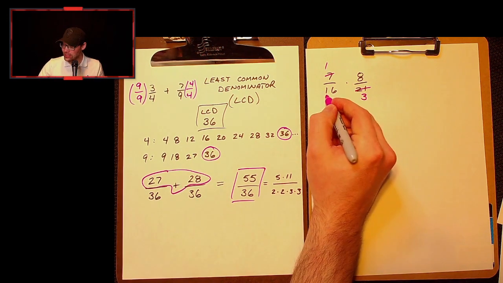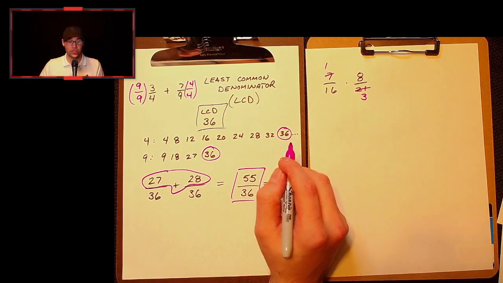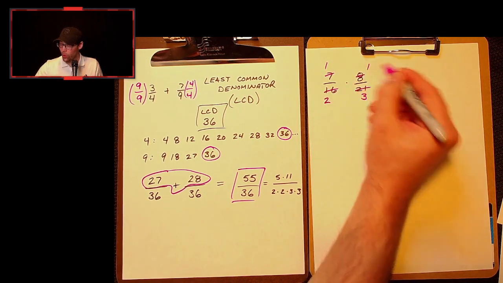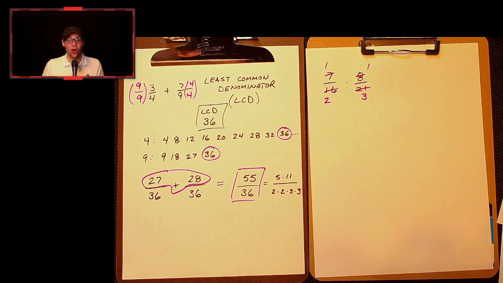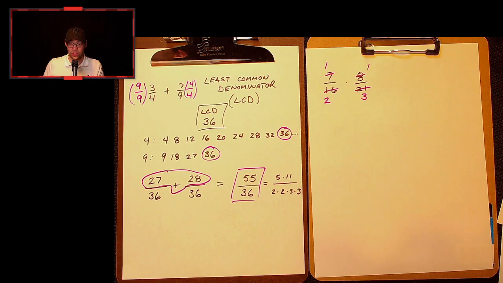I see a 16 on the bottom, and I see an 8 on the top. Both of these are divisible by 8. 8 goes into 16 twice. 8 goes into 8 one time. And now when we take a look at the numbers we have left, and again, reminder that these cancel to 1, not to nothing or 0.